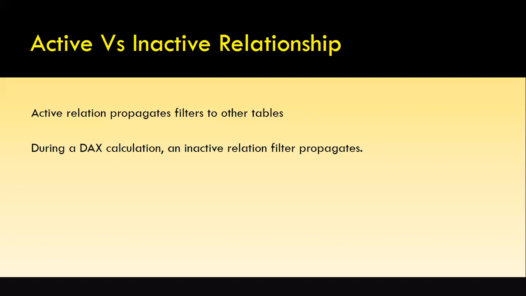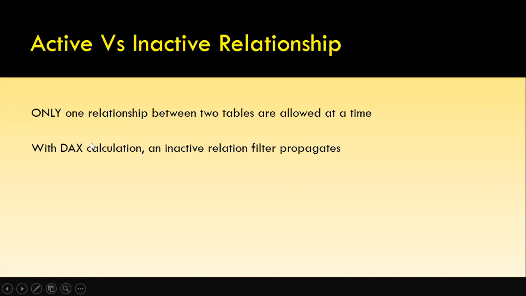First of all, what is an active relationship? With an active relationship, the system, Power BI, Power Pivot, propagates the filters to other tables. Okay, during a DAX calculation, an inactive relationship does not propagate filters. So you have something called active relationship and inactive relationship. Only one active relationship can be created between tables at a time.